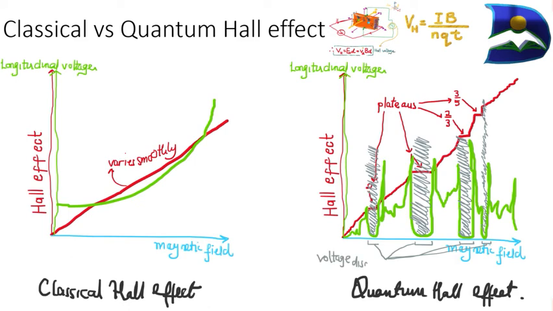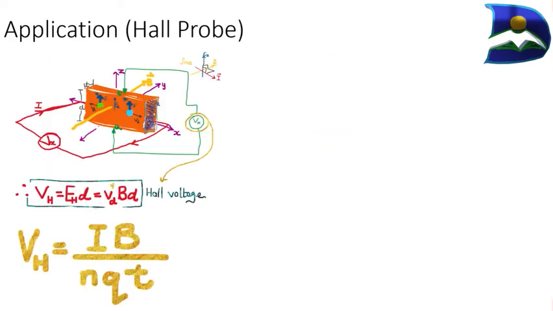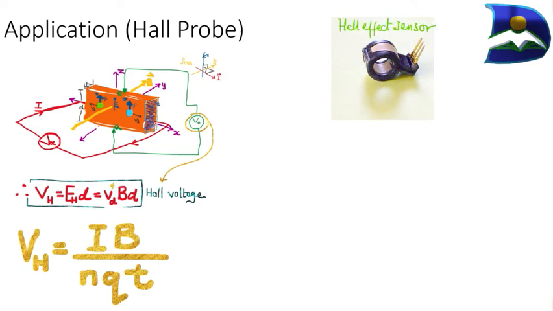So in this particular case, we have an application which is found in the Hall probe, and the Hall probe has this particular look right here. This particular Hall effect sensor is used to measure the magnetic field of a specific material, and we also call this sensor a magnetometer. This is used to determine B. And the big question is, how do you do that?